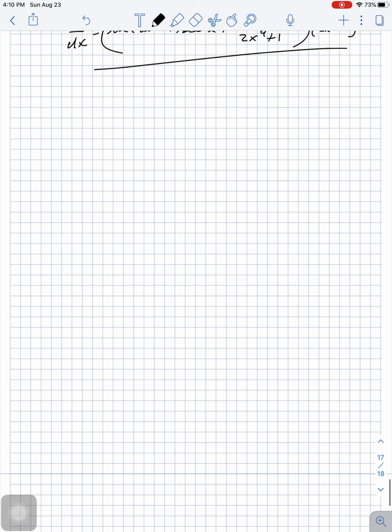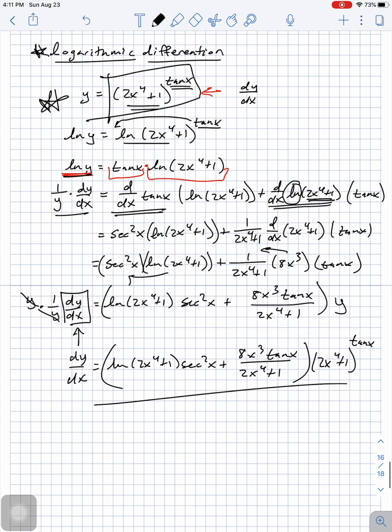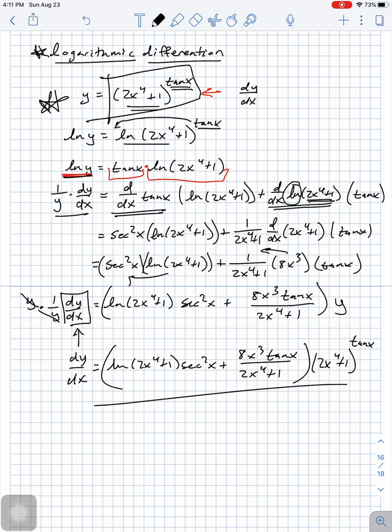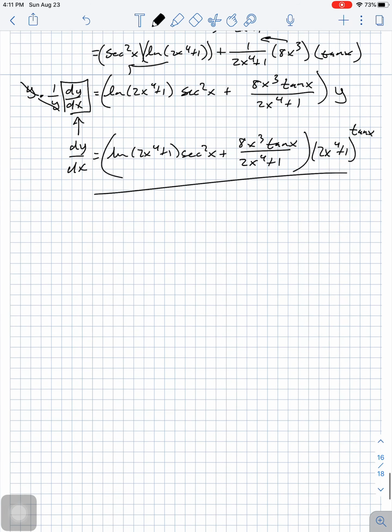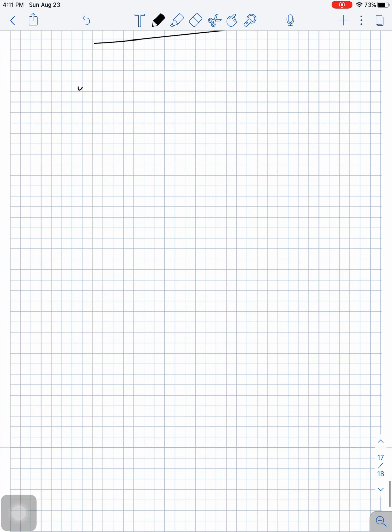Let's look at, because this may not feel easy to you. I mean, that may seem complicated, and it is. But the problem is, this is the only way we know how to do a bunch of stuff to a stuff power. You have to use logarithmic differentiation. But let's look at one where you don't. You don't have to do that on this problem.